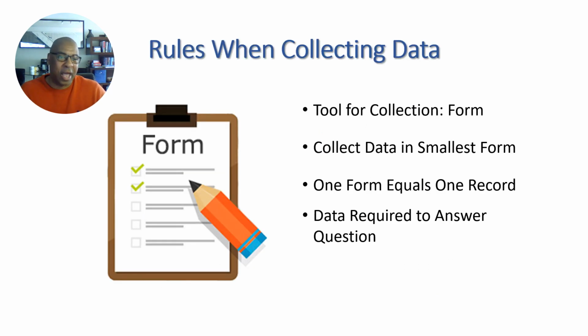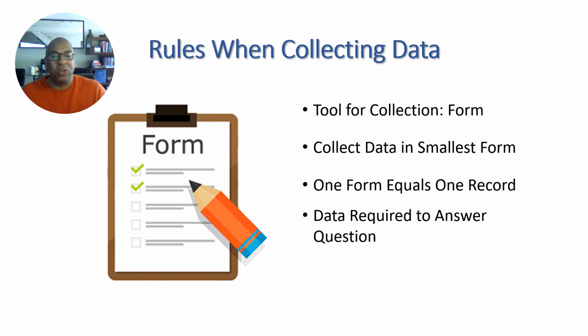Let's start with collect. So first of all, when you're collecting data, you're using the tool, the data form, to collect, and you should collect your data in the smallest form possible. So the smallest form would be, for example, instead of collecting full name, you would collect first name, middle name, and last name, right?